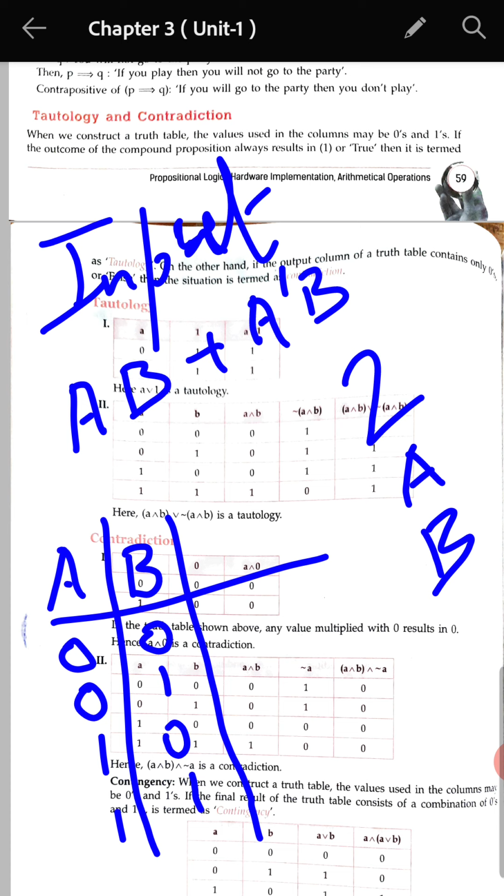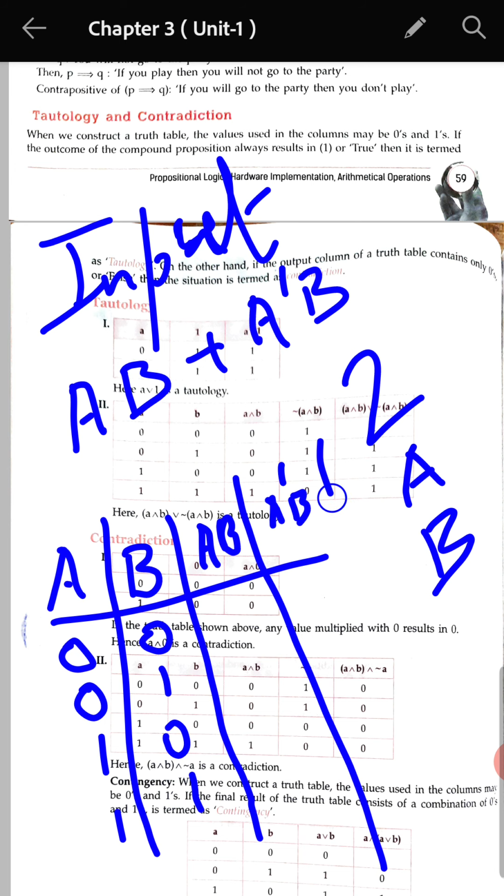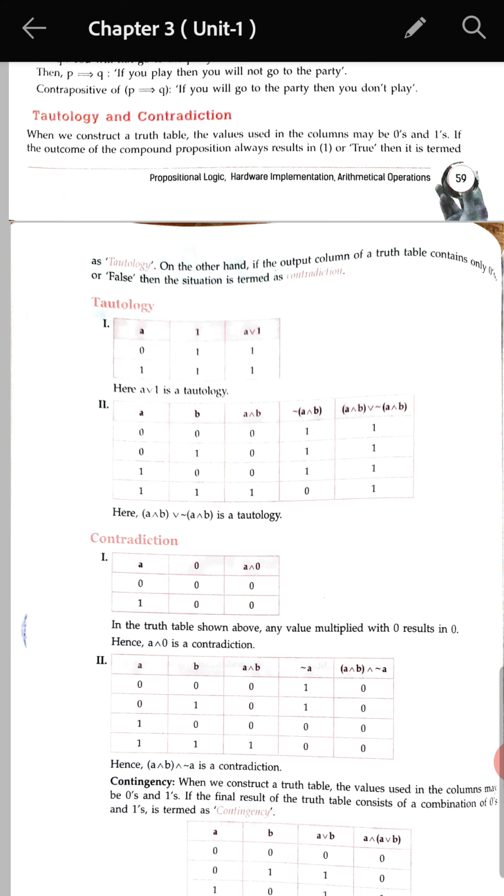Then you have to find the value of a dot b. Then you have to find the value of a dash b. And then you have to add both of them together, and you have to place it here as output. In this way, you have to create a truth table for two variables. You have to split the equation into smaller parts, and then you have to create a truth table for that.